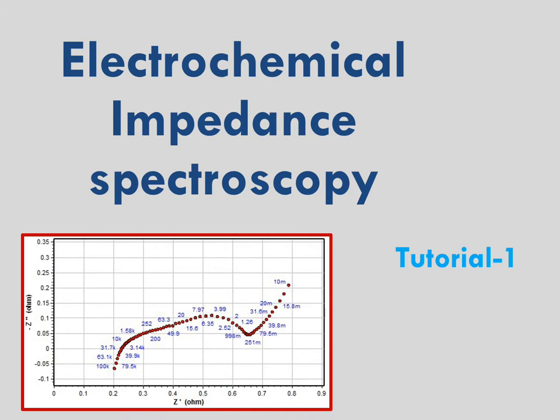And information about electrolyte resistance, capacitance, charge transfer resistance and diffusion will also be discussed. Information about 2, 3 and 4 electrode impedance spectroscopy systems will also be discussed. And at the end there will be some examples. So let's start.